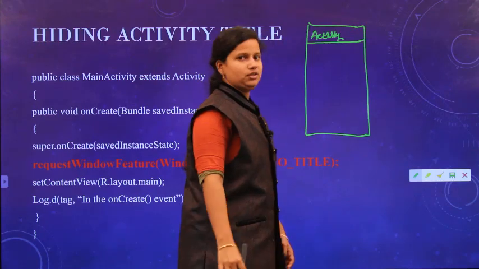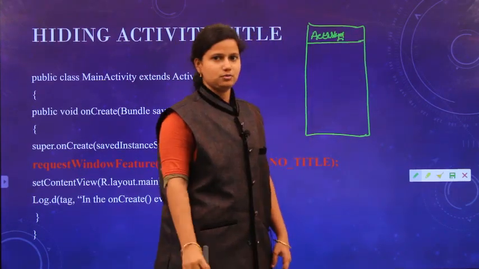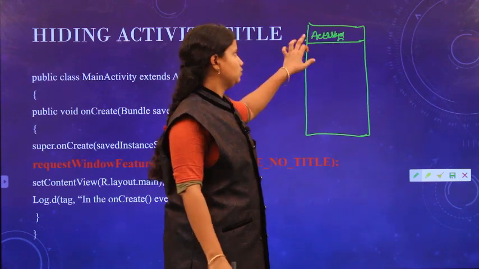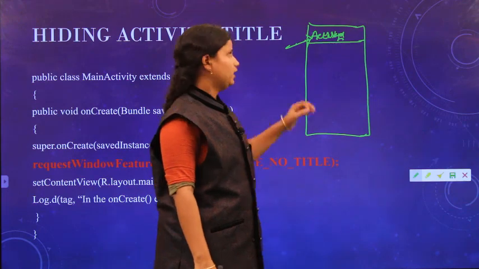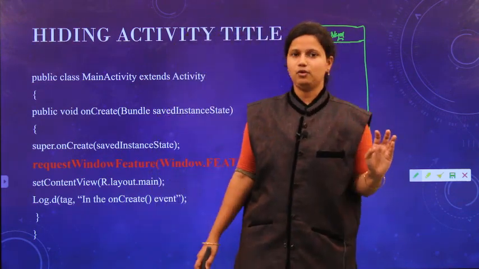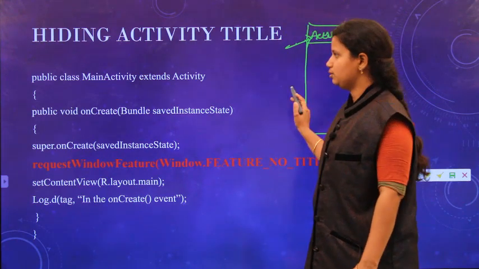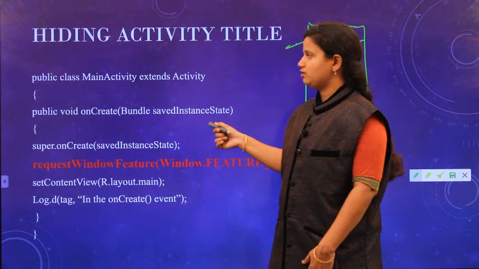Each and every activity has a title. The title of this one is activity 0.01. I want to hide this one. I want to hide the activity title. How is this possible? It is possible by using this Java class, this Java program.